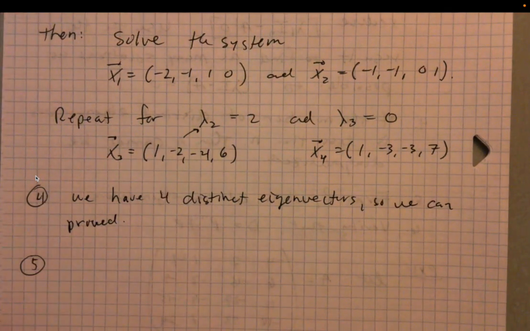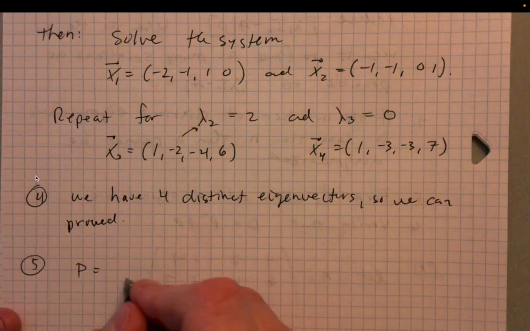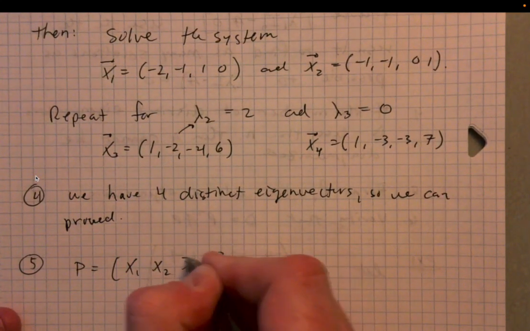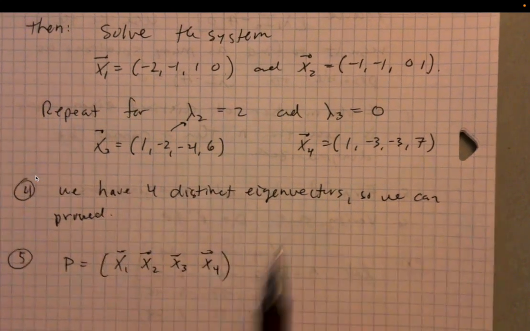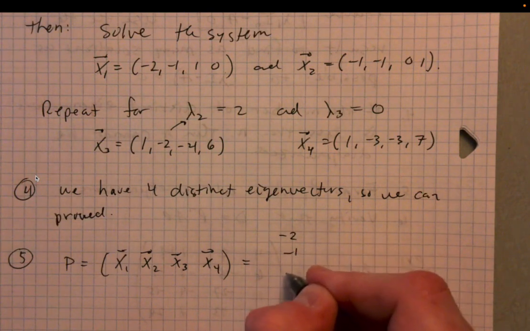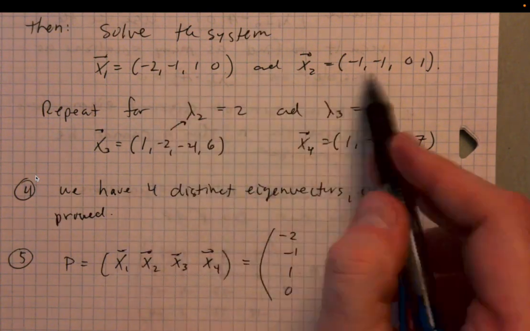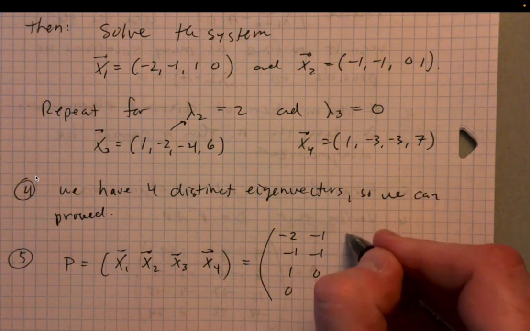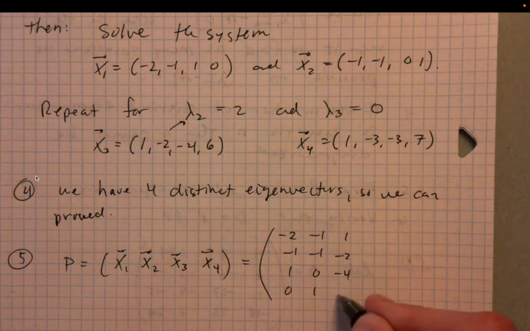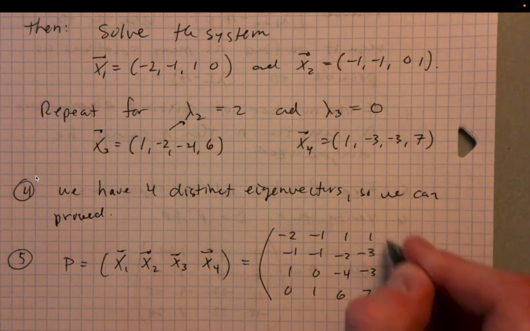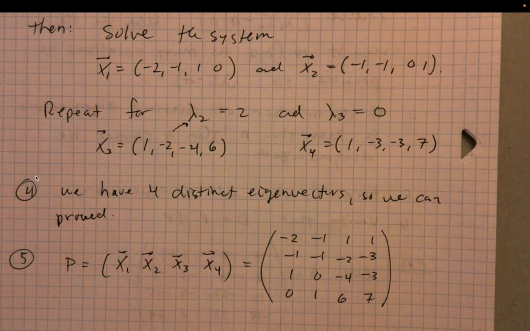Now we can form P. So P is equal to the matrix x1, x2, x3, x4. These are the columns, and these are obviously the eigenvectors that we just found. So we can plug those in. -2, -1, 1, 0. That's this one, and then this one, -1, -1, 0, 1. And then 1, -2, -4, 6. And then 1, -3, -3, 7. And so there's our matrix P.